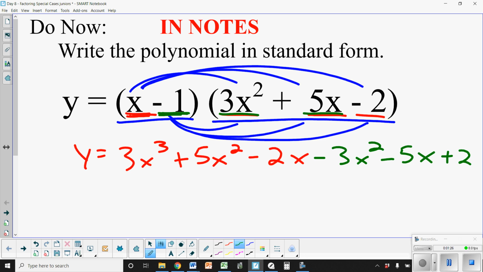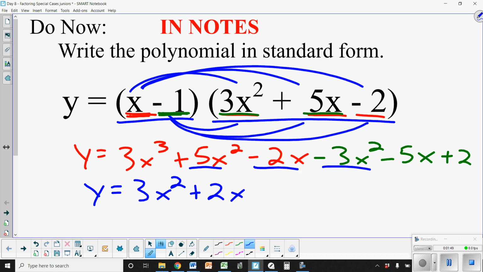So now we have this polynomial, and we know that all we need to do now is add our like terms. So y is going to equal, do we have any other x cubed terms? And we're like, no. So we have 3x cubed. And then we have 5x squared. Do we have an x squared term? So like, oh, I see a 5x squared. And I see a -3x squared. So that will be plus 2x squared.